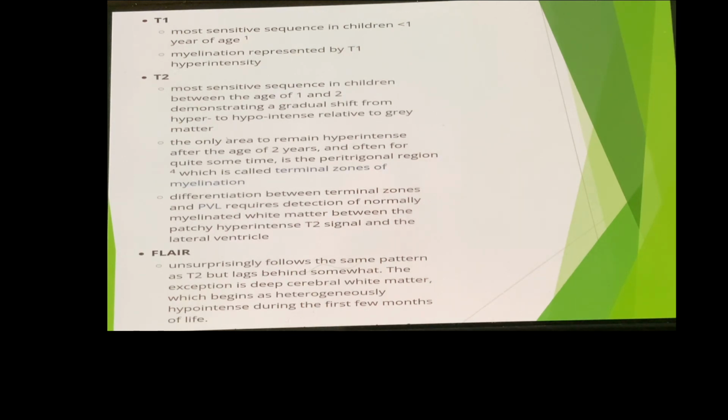Up till 1 year, the T1 weighted image is the main sequence to look for myelination. Between 1 and 2 years, T2 weighted and FLAIR images are the best to look for myelination.